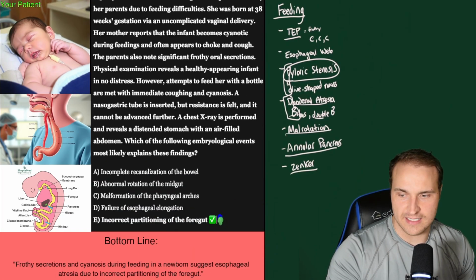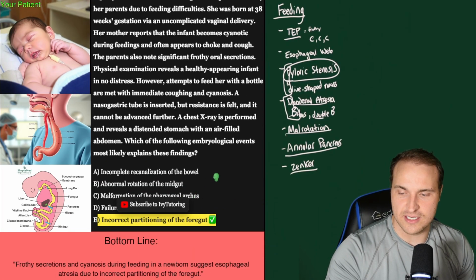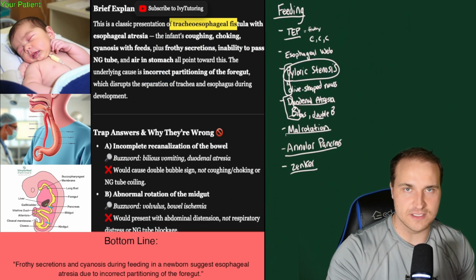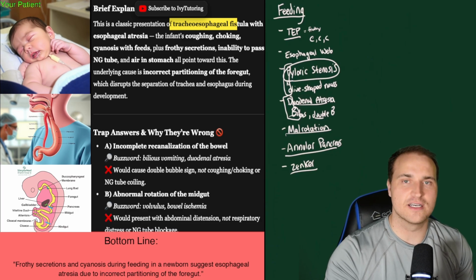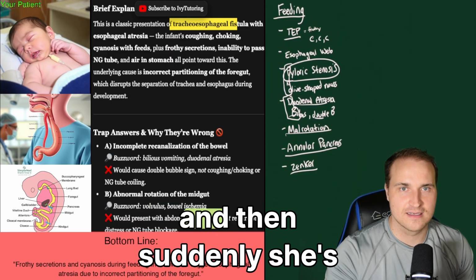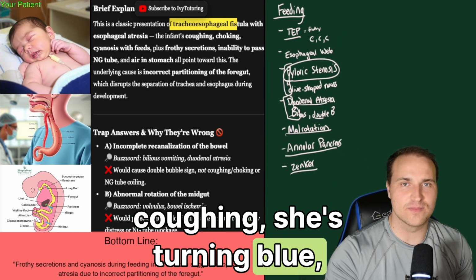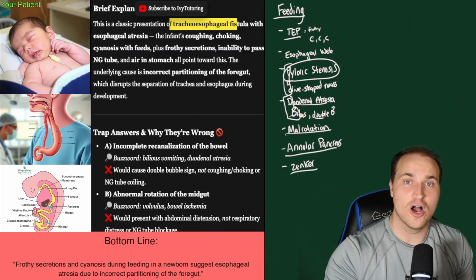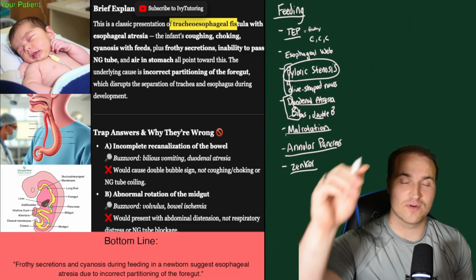All right, now I'll show you the answer is indeed the incorrect partitioning of the foregut. This is classic presentation of the tracheoesophageal fistula with esophageal atresia. And this is actually the most common congenital abnormality of the esophagus. And the way that you should think about this question is you have a newborn who looks totally fine until the feeding starts. And then suddenly she's coughing, she's turning blue, she's spitting stuff out. And when you try to pass that nasogastric tube, oh no, it coils up in the upper esophageal pouch.